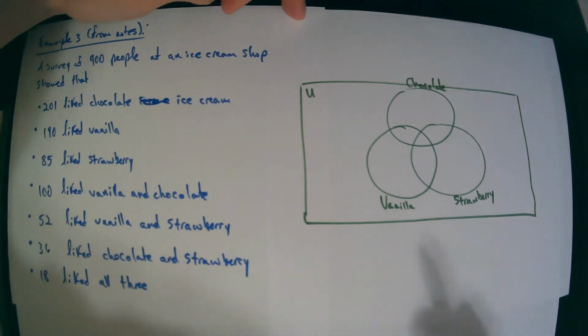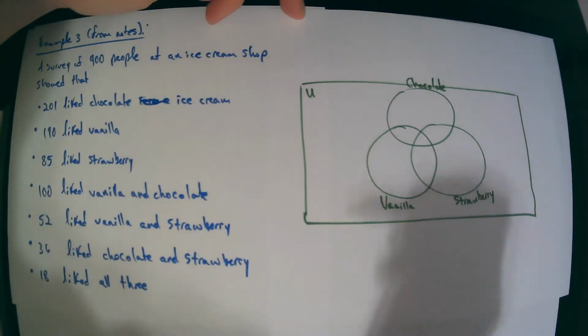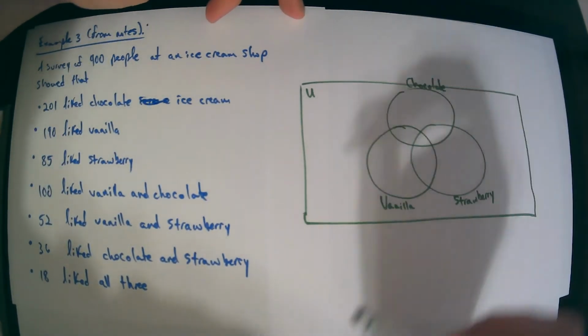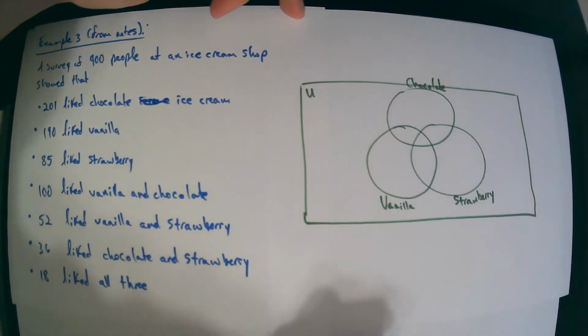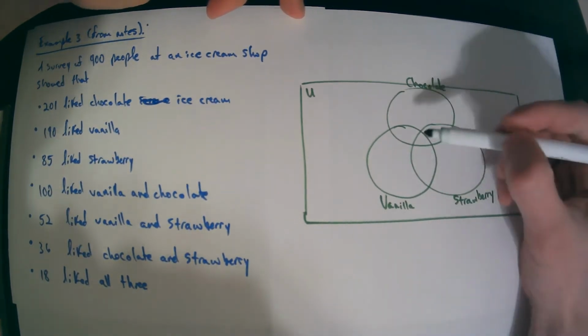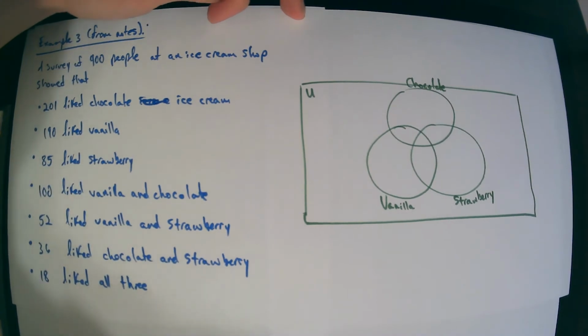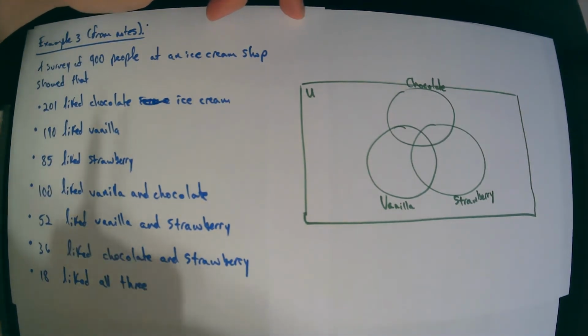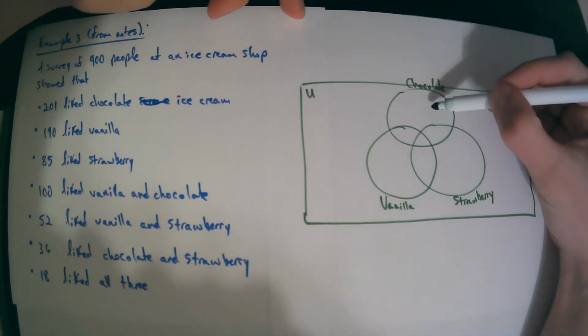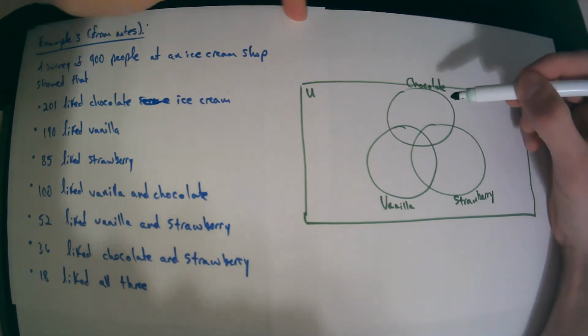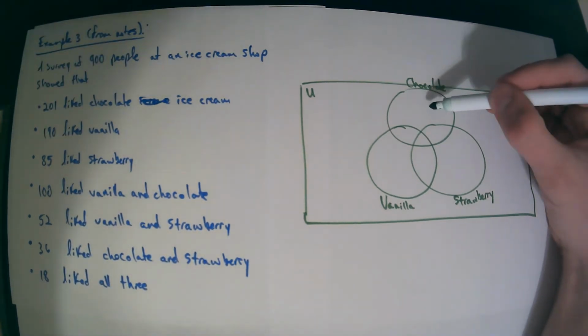Alright, so what we could do is just start arbitrarily writing numbers everywhere, because it looks like we've got all of the sets already written down, like 201 like chocolate, so write 201 out here, and 100 like vanilla and chocolate, so you write that in there. But that would not be correct. Okay, that would not be correct. Why is it incorrect to write 201 right here?